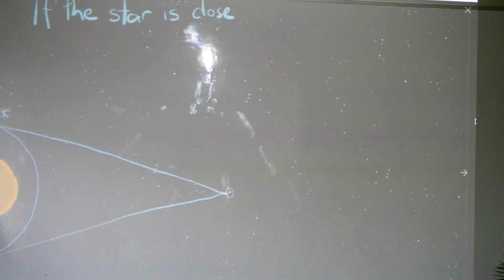If the star is close, there's a cool thing we can do called parallax. The way we can normally tell distance with our eyes is there's a distance between our two eyes, and so an object looks slightly different from your left and right eye. And your brain computes that automatically to figure out how far away it is.